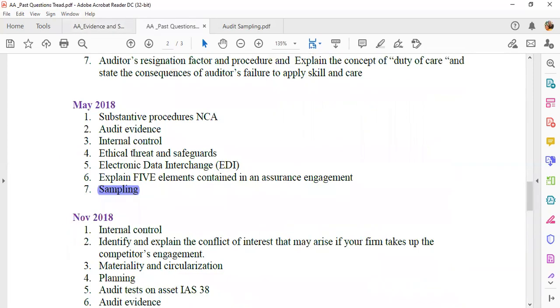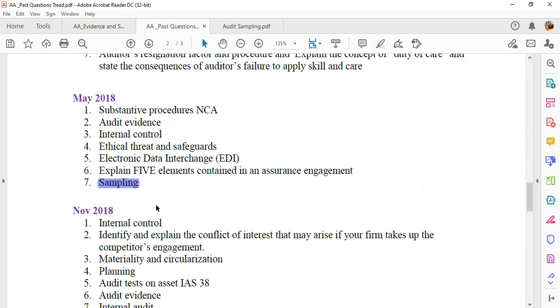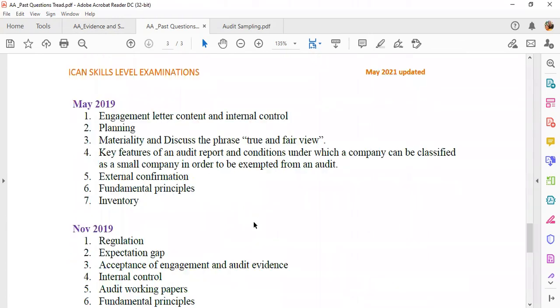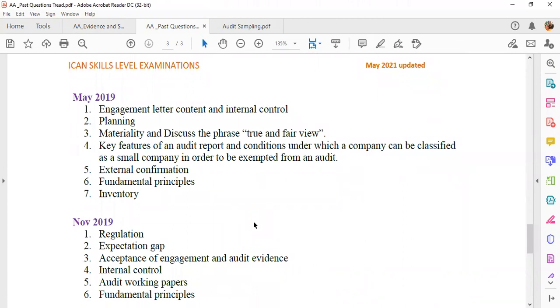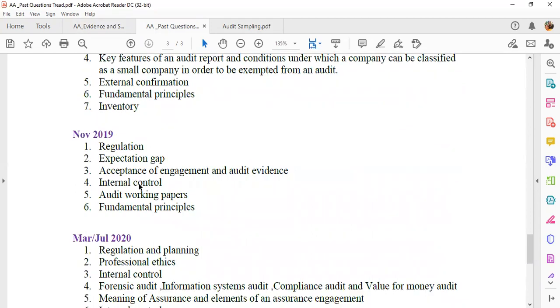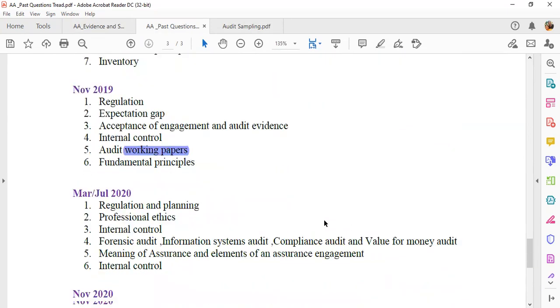So let me take you to May 2018. Please check this at the end of this class. May 2018, question 7. It relates to sampling. So let me go through another where sampling was also tested. And see, all this working paper is there again. It's very, very important. You have this document, please check it. Let me just look at where sampling was tested.